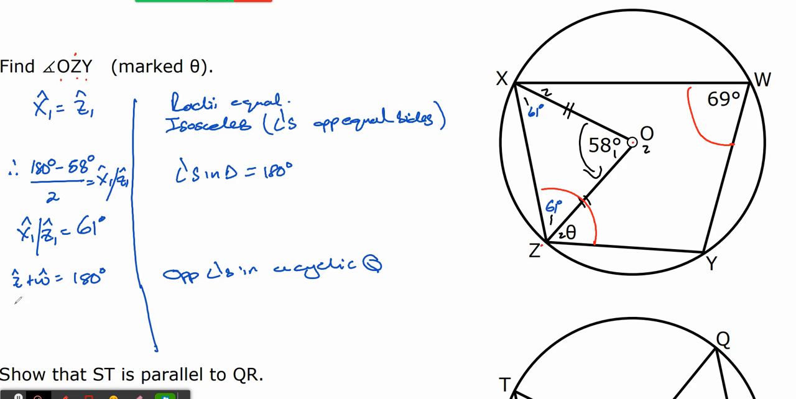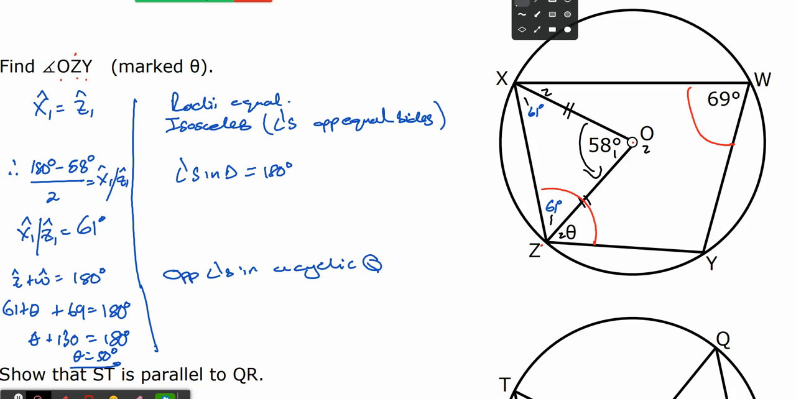Now we know what Z is. Z is made up of 61 plus theta, and W is 69. So now we have enough information and we can solve it. 61 plus 69 equals 130. Theta plus 130 equals 180. So theta is equal to 50. So the answer for theta is 50 degrees. Opposite angles in a cyclic quad gets you that over there. All right, with reasons, give yourself up to 6, maybe more marks for that.